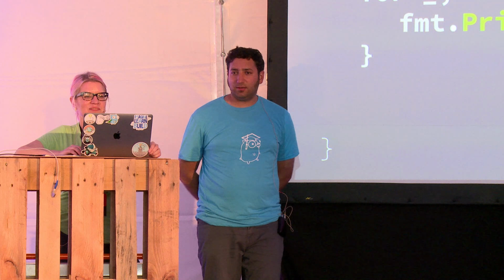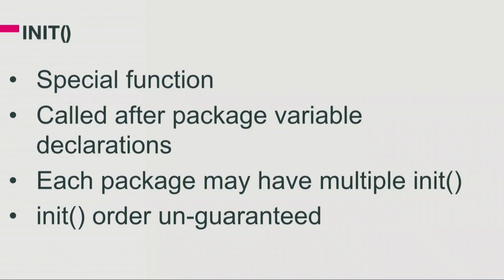All right. So let's go to the next slide. We're going to create a new function. This is a special function in Go. It's called init. And init is called immediately after the package variable declaration. So when the program initializes is when it's called. Each package can have many inits in it, but there's no order you can guarantee. You shouldn't have more than one in a file, but a package can have more than one in it, and that's fine.